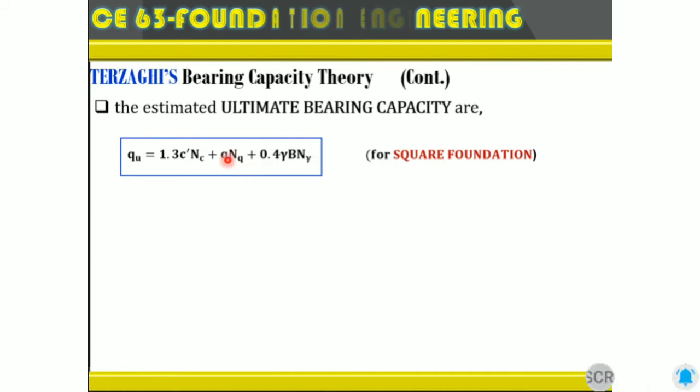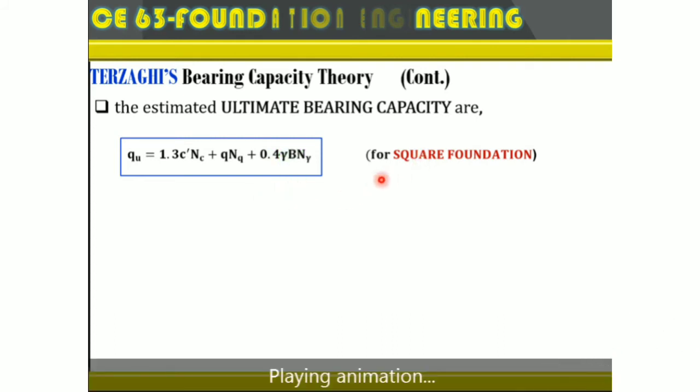And this small q is simply equal to the unit weight times the depth of your footing. Later you will see the formula for this small q. We also have here the unit weight of the soil, and B is the width of the foundation. Okay, so this is for the square foundation.